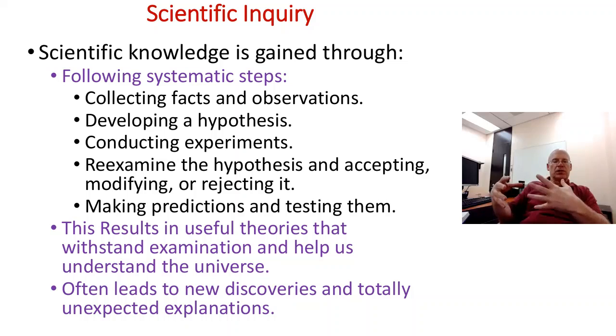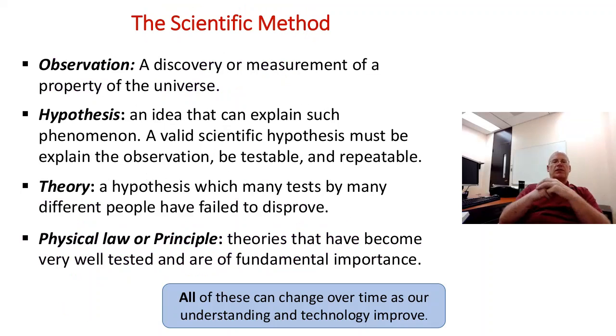And this results in what we call theories. And we're going to learn, when I say there's a theory of something, it's much different than what a normal person says a theory is of something. And it also leads to new discoveries. As we're testing our hypothesis, we invariably find something that we didn't understand and didn't know. And so this is how we make progress in scientific discovery. Those are just the definitions of everything I just said.